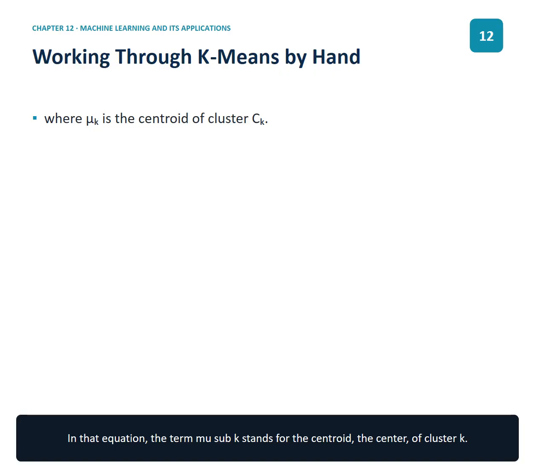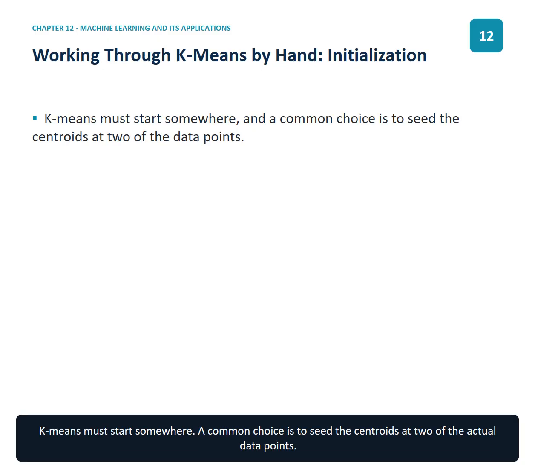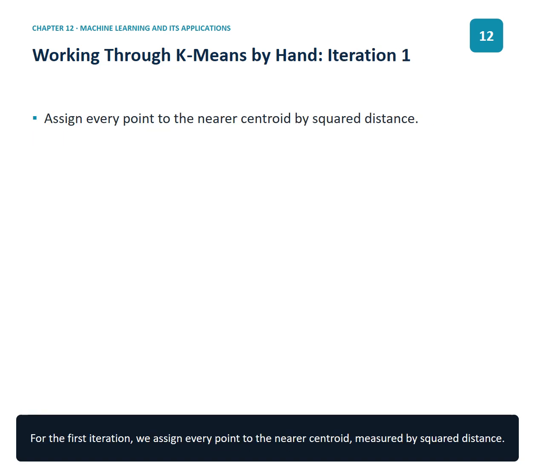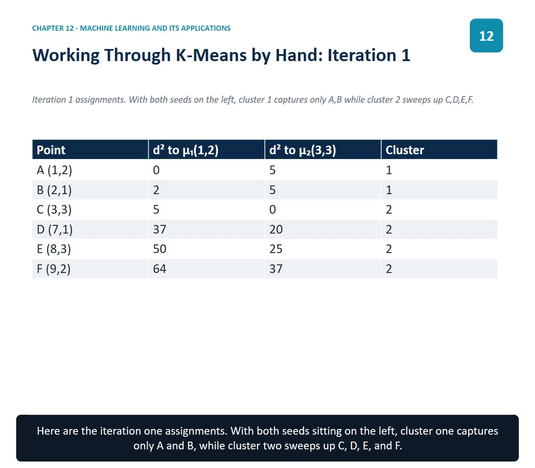In that equation, the term mu sub k stands for the centroid, the center of cluster K. K-means must start somewhere. A common choice is to seed the centroids at 2 of the actual data points. For the first iteration, we assign every point to the nearer centroid, measured by square distance. Here are the iteration 1 assignments.